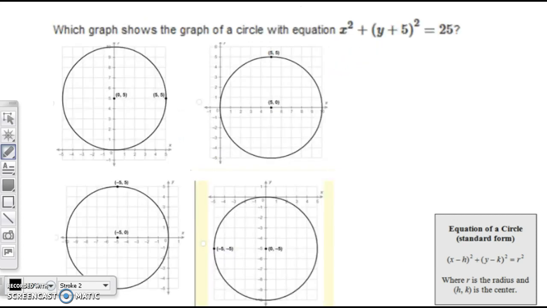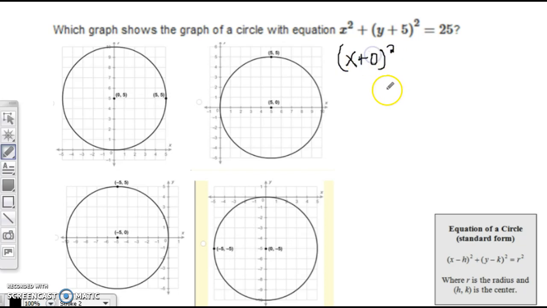All right. So let's look at some graphs. This one says which graph shows the equation of the circle. Now think about it. There is no x plus or minus a number here. If there's not a number there, you're really adding 0 because you're not adding anything or subtracting anything. So we have x plus 0 squared and then y plus 5 squared equals 25.